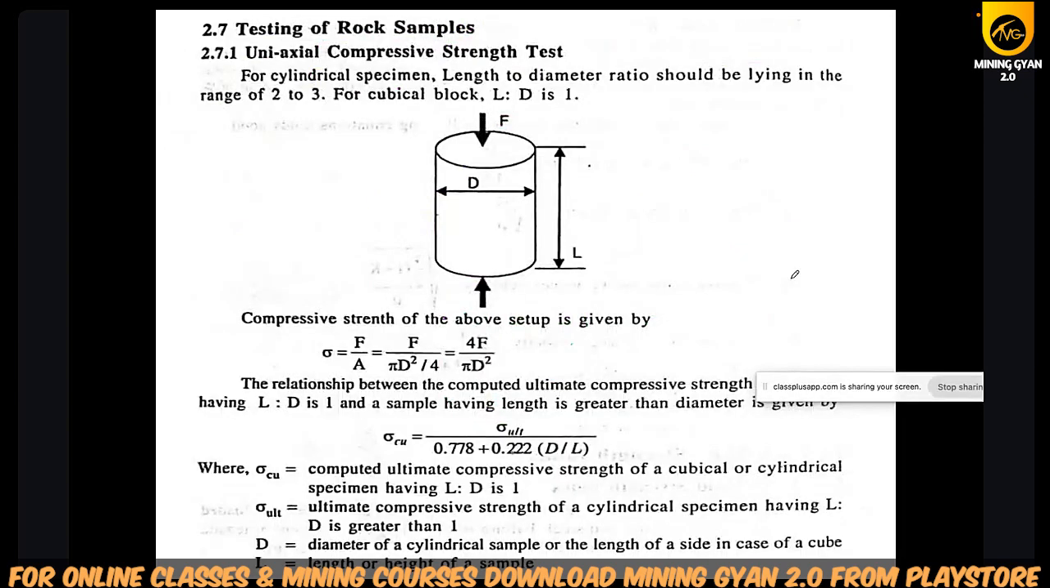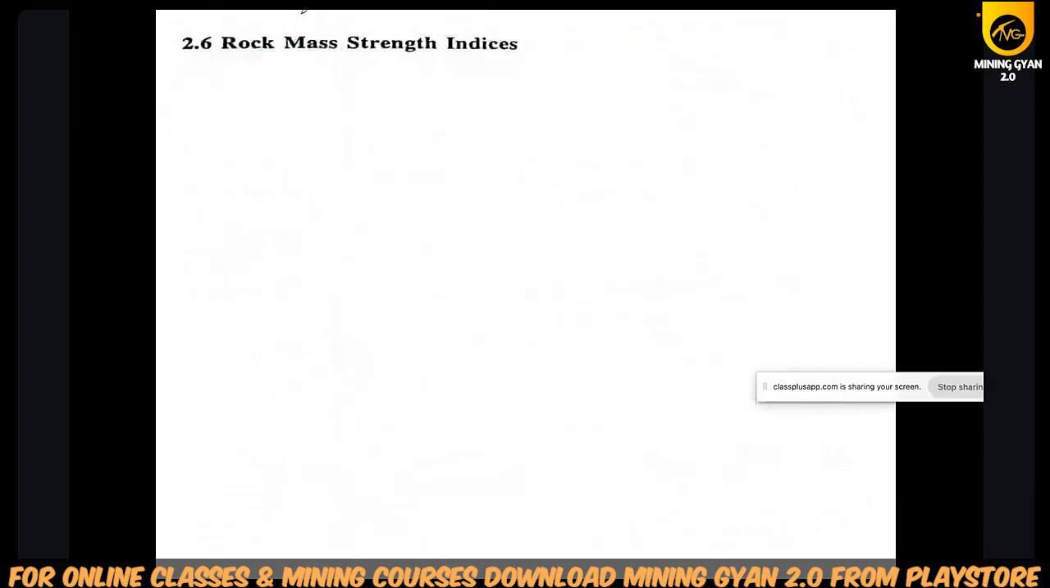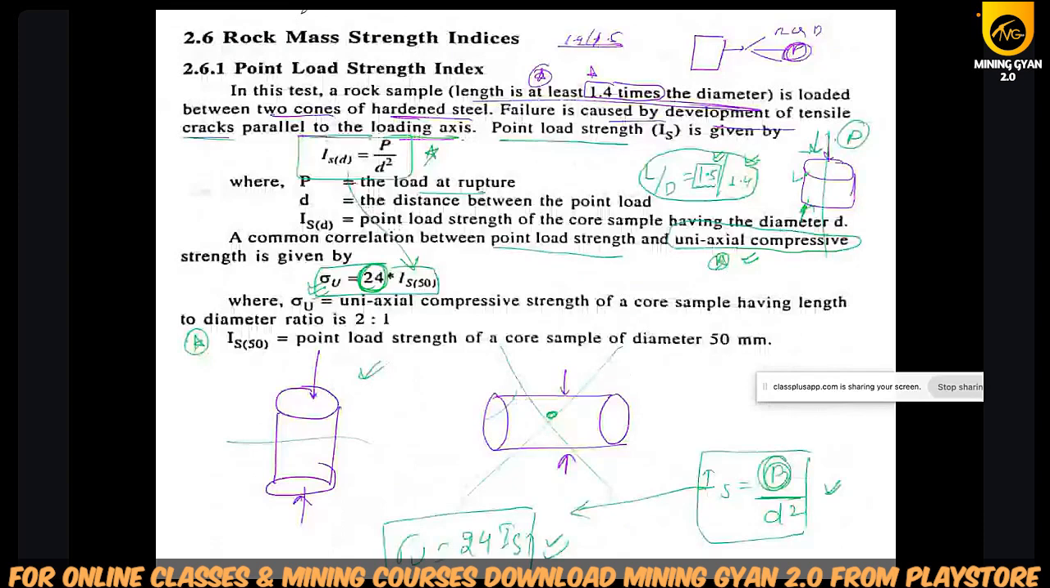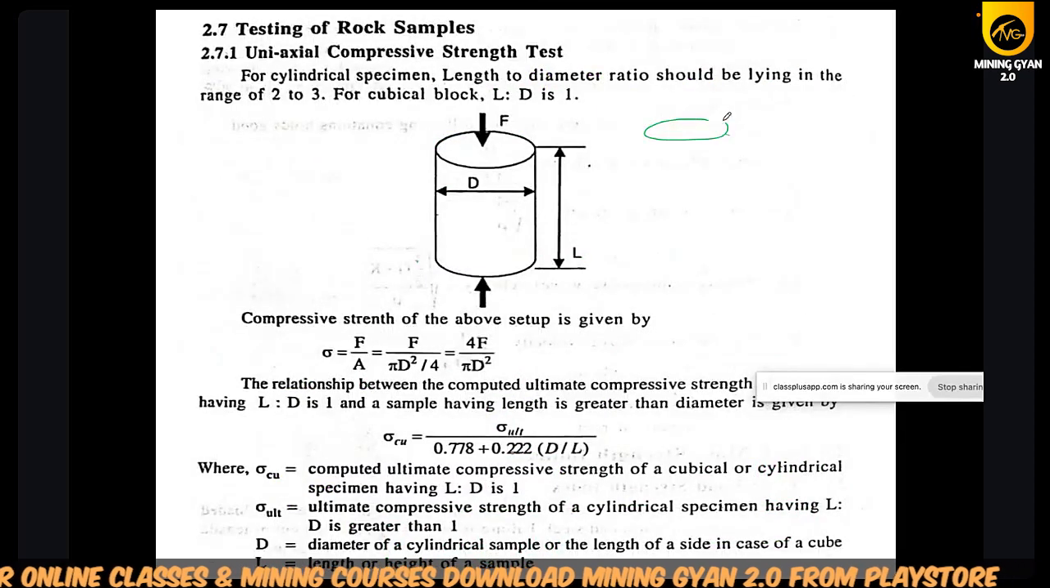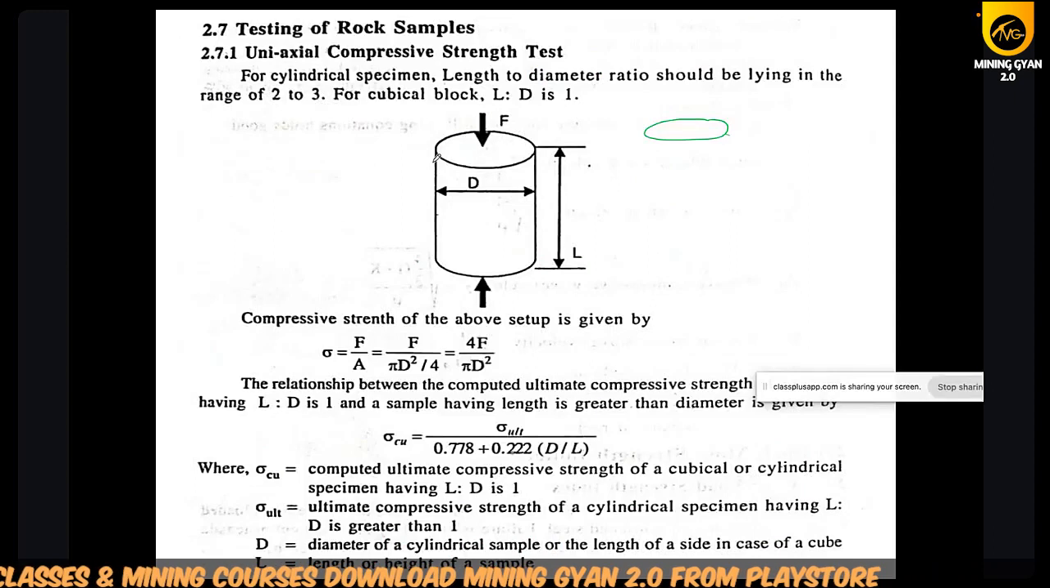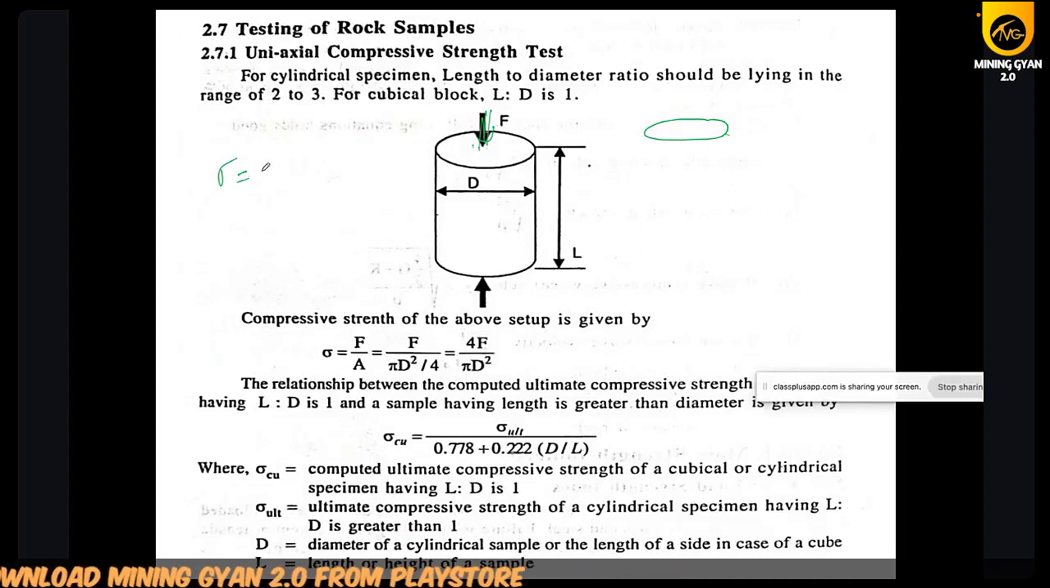Then today we will start from the uniaxial compressive strength. So first, uniaxial compressive strength we find out with the help of the point load. Uniaxial compressive strength with the help of point load. And if you want to find out the direct formula, then if this is your body, a force is applying, and L and D are there. Then the compressive strength is the force by A, stress. This is also the stress formula.